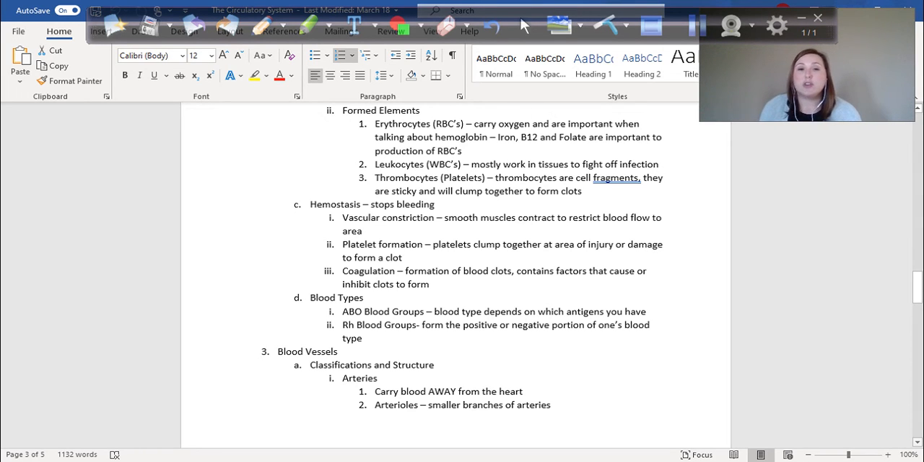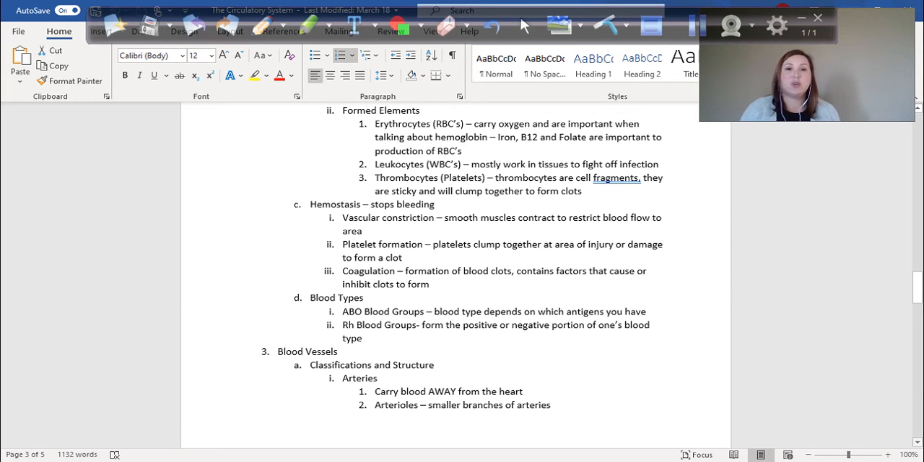And then our blood also has coagulation factors in it. Those help form blood clots and can either help form or help inhibit blood from clotting. When we talk about coagulation, it is important that our blood clots when we need it to. But when there's some type of injury in our vessels, that's when those clots can also form in those vessels.